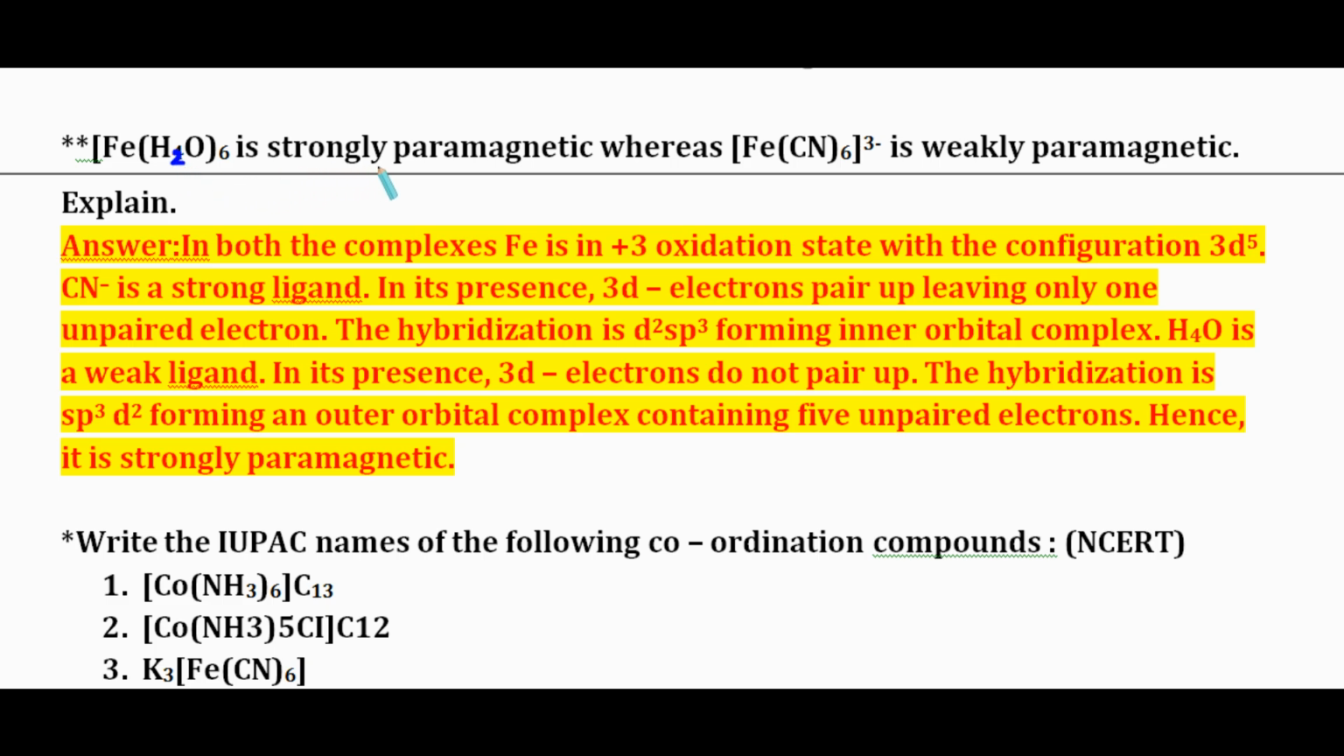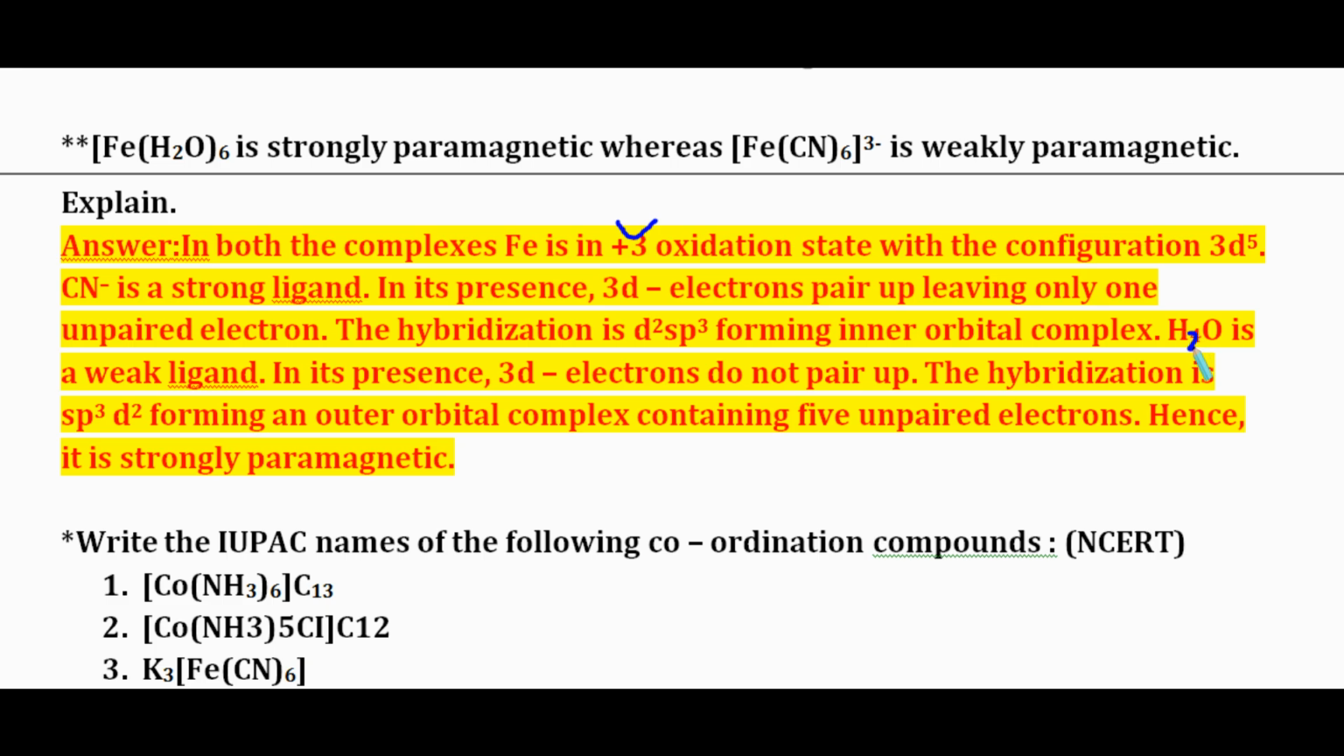[Fe(H2O)6]3+ is strongly paramagnetic, whereas [Fe(CN)6]3- is weakly paramagnetic. In both complexes, Fe is in +3 oxidation state with the configuration of 3d5. CN is a strong ligand and in its presence 3d electrons pair up leaving only one unpaired electron. The hybridization is d2sp3, forming an inner orbital complex.